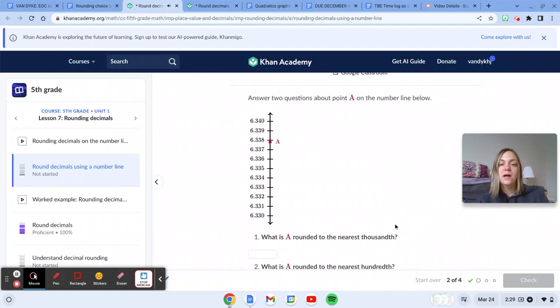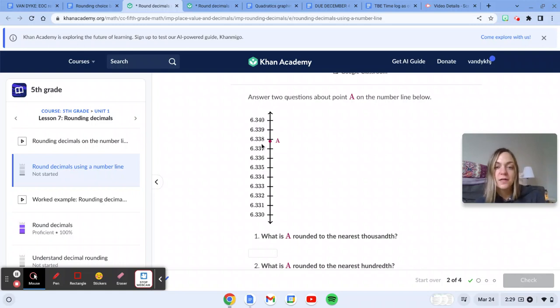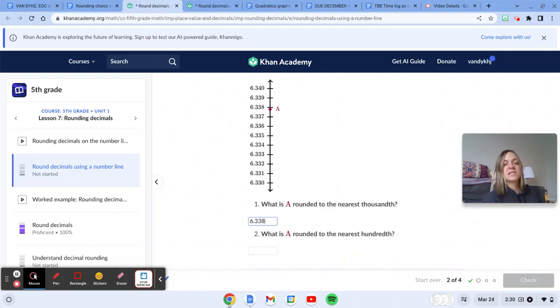Okay, next one. Answer 2 questions about point A on the number line. What is A rounded to the nearest thousandth? So this is going to be 3 places to the right of the decimal. So I'm looking at A, and it's either going to be closer to this number or to this number. Well, obviously, just based on the position, it's got to be 6.338.